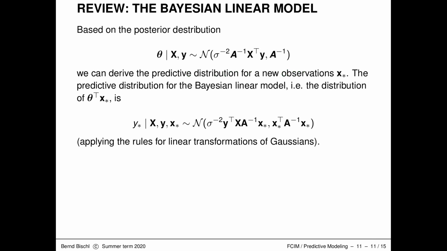We now have at our hands this very nice posterior distribution for our theta vector. So every stochastic aspect that we might be interested in regarding theta, we can now easily compute from this. But we can even do more. We can now also derive the predictive distribution, the distribution of an outcome at a new test observation x star.